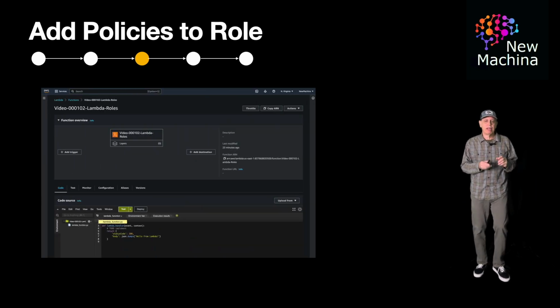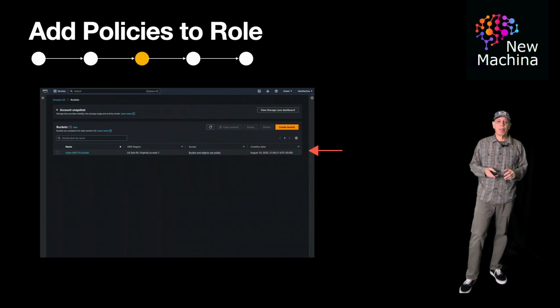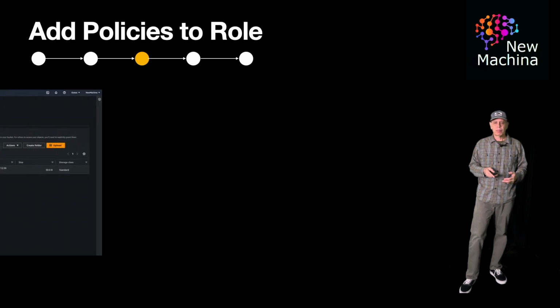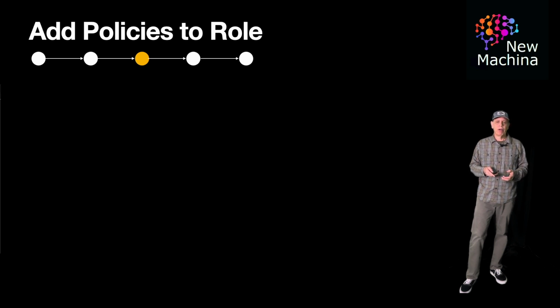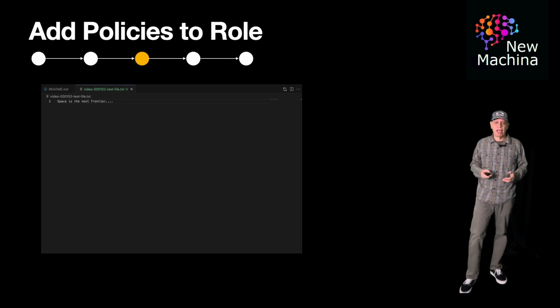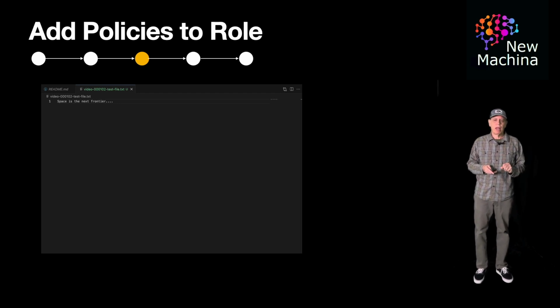But before I do anything here, I'm going to go over to S3 and show you a bucket that I've created. And within that bucket, I've uploaded a file. This text file is what we're going to use to read from our AWS Lambda. The file merely says space is the next frontier. So it's pretty simple.